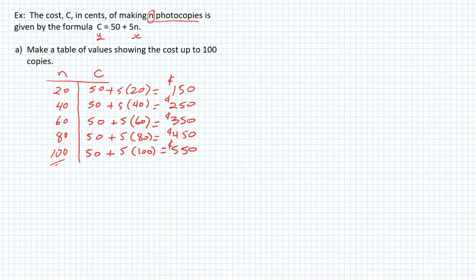Now, remember, in this question I chose 20, 40, 60, 80, 100 copies. But if you really wanted to, you could do from 1 to 100. You can have 100 data sets, okay? But 5 will suffice in this case, so you don't need to do 100. So now that we have these values, we're going to go ahead and graph. So part B will be graphing.